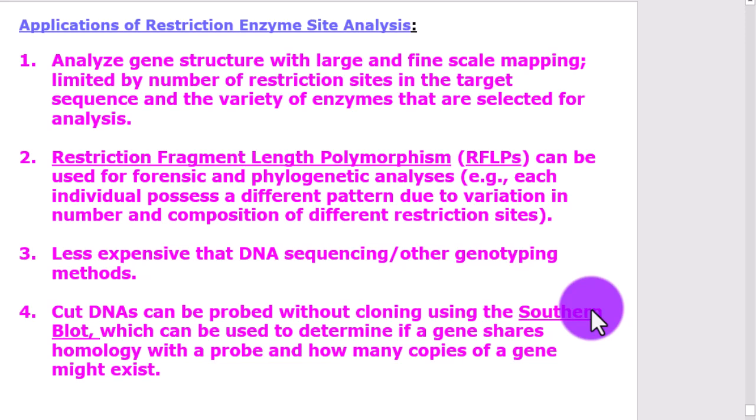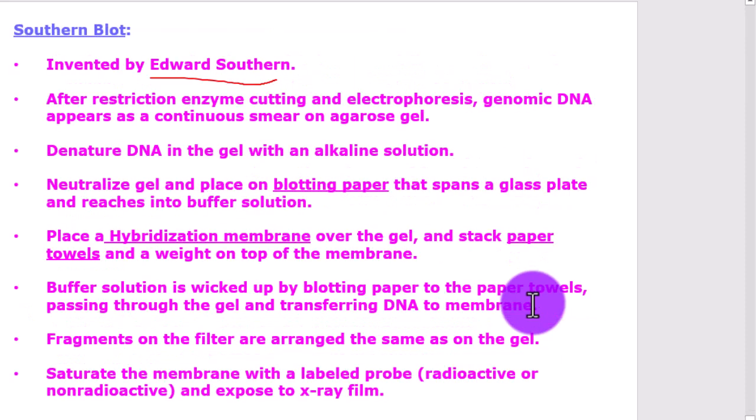Cut DNA can be probed without cloning using the Southern blot, which can be used to determine if a gene shares homology with a probe and how many copies of the gene might exist. The Southern blot, invented by Edwin Southern, is done after restriction enzyme cutting and electrophoresis. Genomic DNA appears as a continuous smear on agarose.